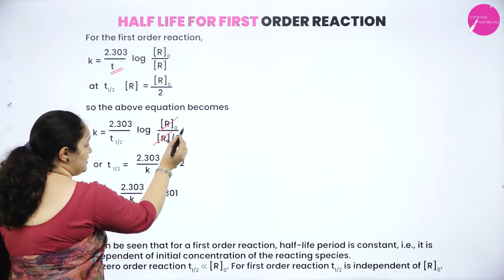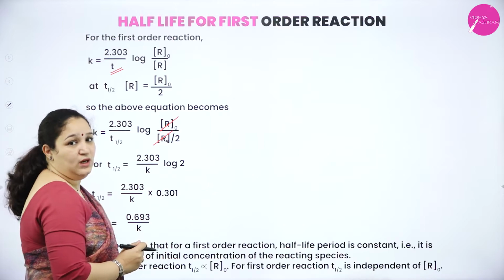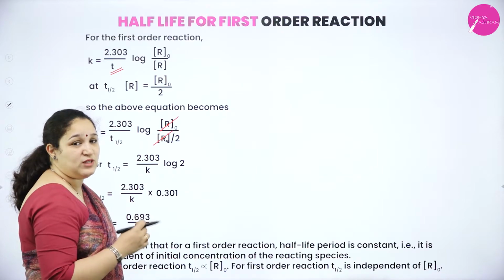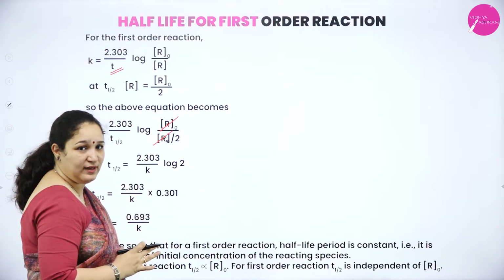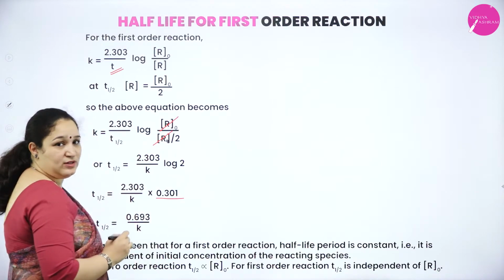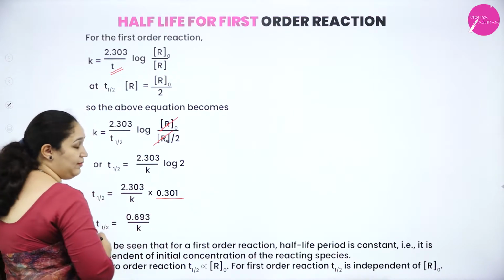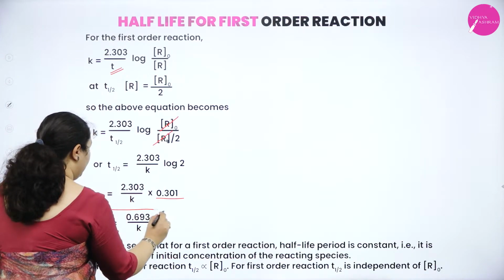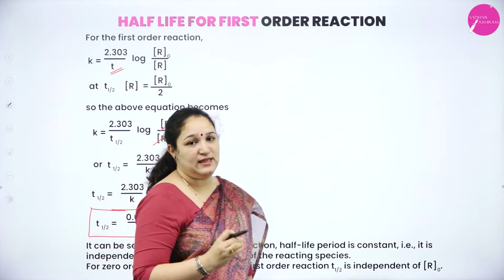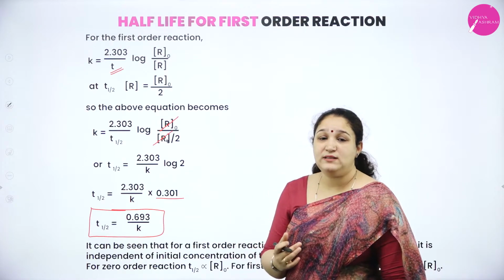I hope you understood this step where R₀ and R₀ get cancelled and 2 will go into the numerator and you will get log 2. What is the log 2 value? 0.3010. Correct? So substituting that value of log 2 into 2.303 by k, if I multiply these two, I'll get 0.693 by k. So half-life of the first order reaction is equal to 0.693 by k.